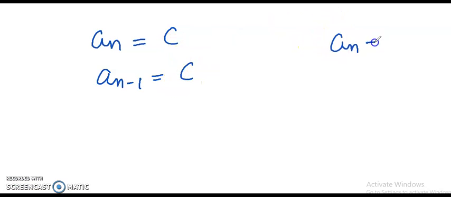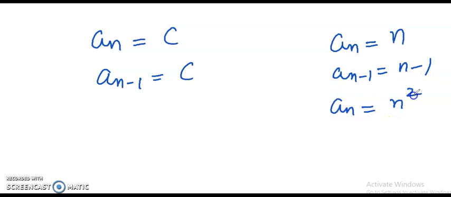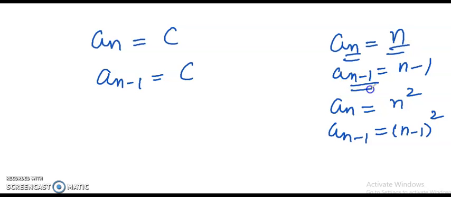If a_n is equal to something in n, what will a_{n-1} be? It will be with n minus 1. Suppose a_n is equal to n square, what will a_{n-1} be? Replace n by n minus 1: n minus 1, the whole square. So if you take n minus 1, replace n by n minus 1.